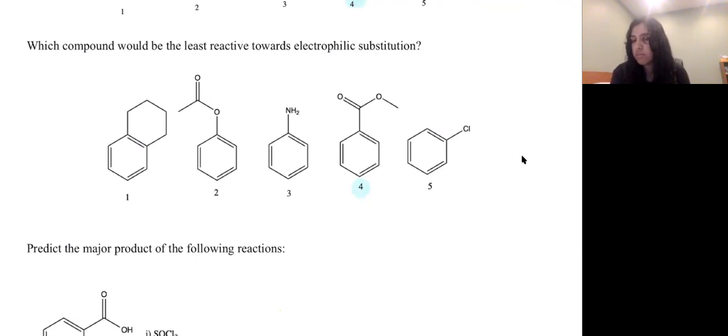Number 1 has an R group, which is an activator. Number 2 counts as an OR, but weaker than an OR because it's an ester. It's still activating though because of resonance. And then the NH2 is a very strong activator. And then 5 is a weak deactivator. It's not as strong as this carbonyl is going to be.